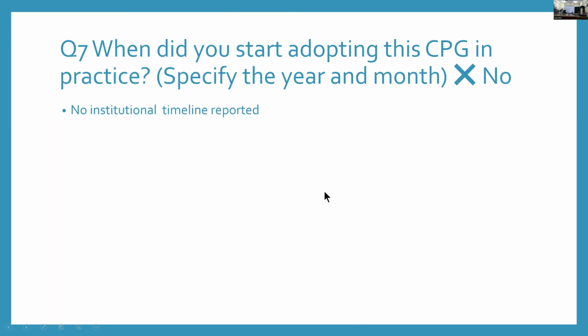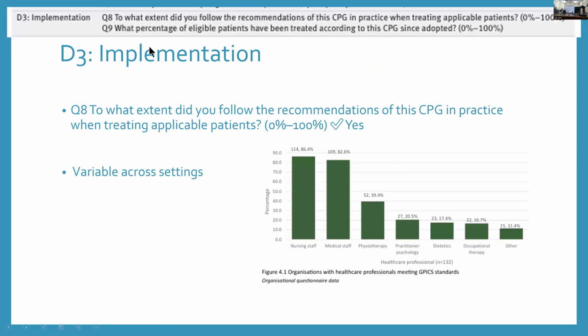Next question, when did you start adopting this clinical practice guidelines in practice? Specify the year and months. So this they have not provided, but probably this is not very relevant because it's implied that as soon as the guideline came out in 2009, they must be following it. The third dimension is on implementation.